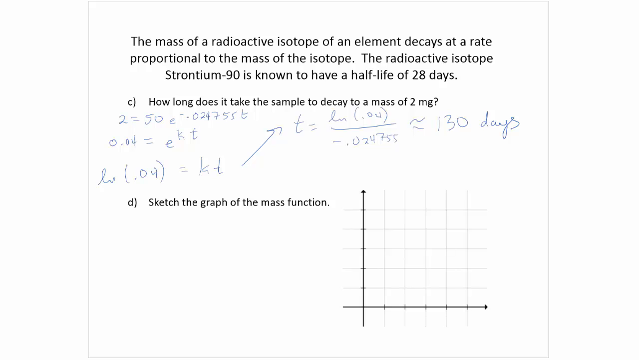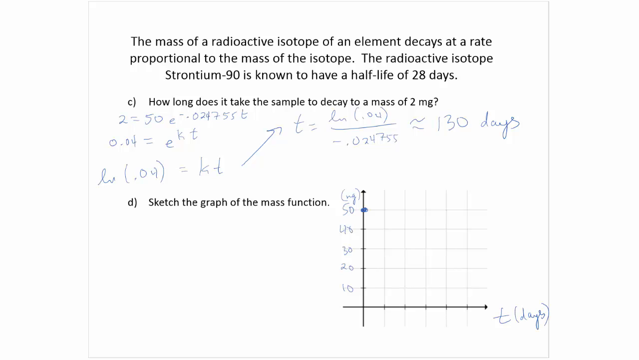All right, and finally we're asked to sketch the graph of the mass function. What I'm going to do is use the half-life to help me sketch this model. We know the initial mass was, I'm sorry, the initial mass was 50. So let's use a scale of 10, 20, 30, 40, 50. And I'll plot a point here at 0, 50, and these are in milligrams. And on the t-axis, I'm going to have this in days.